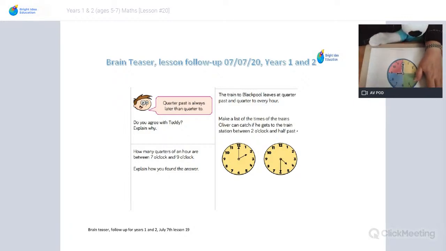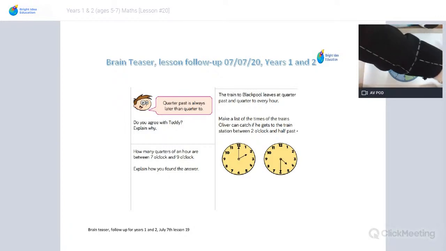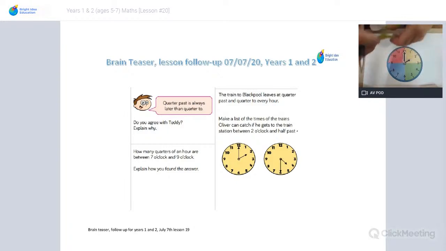Let's drop down so we can see the clock again. He gets to the train station at 2 o'clock. There is a train every quarter past and quarter to, so maybe let's do a tally to help us. We're going to keep going until 4:30. The next one is 2:15, so there's 1. Then the next train is at 2:45, so there's another one. We haven't got to 4:30 yet.